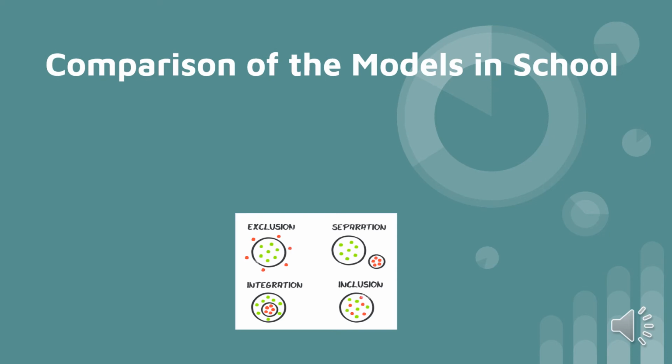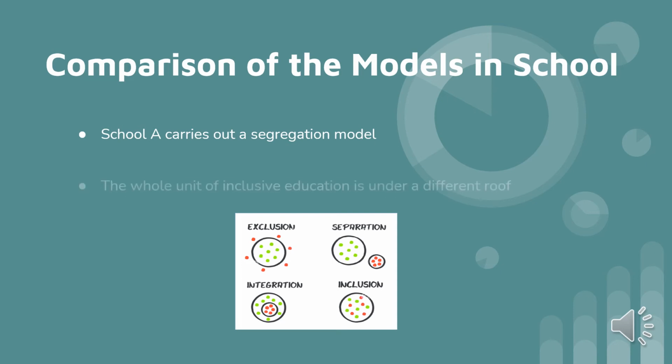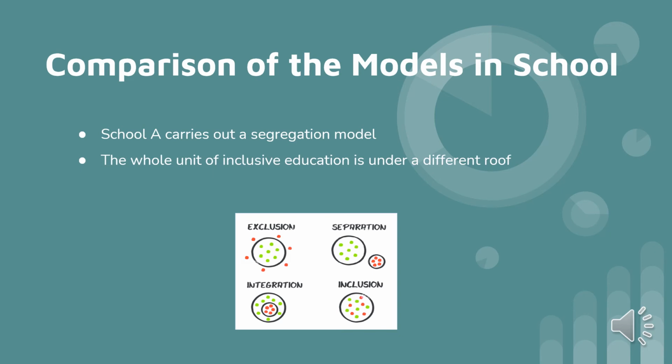Comparisons of the segregation model in school A. If we look closely at school A, it's a classic example of segregation in our education system. School A has the whole SEN unit under a different roof, completely separate from mainstream classrooms. This is the most visible clue. It shows how segregated students with special needs are in school A.